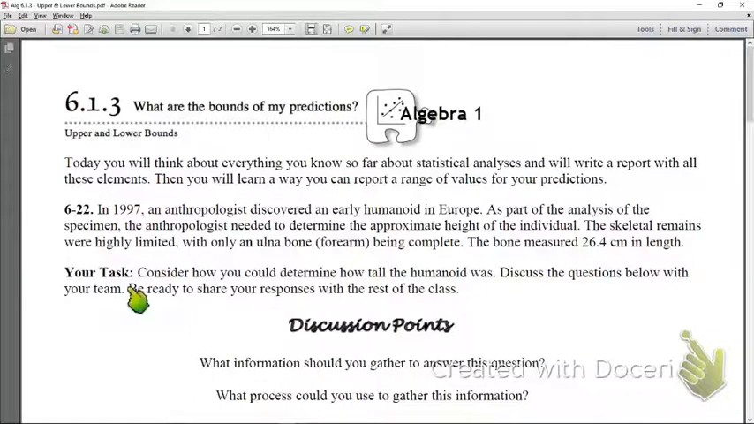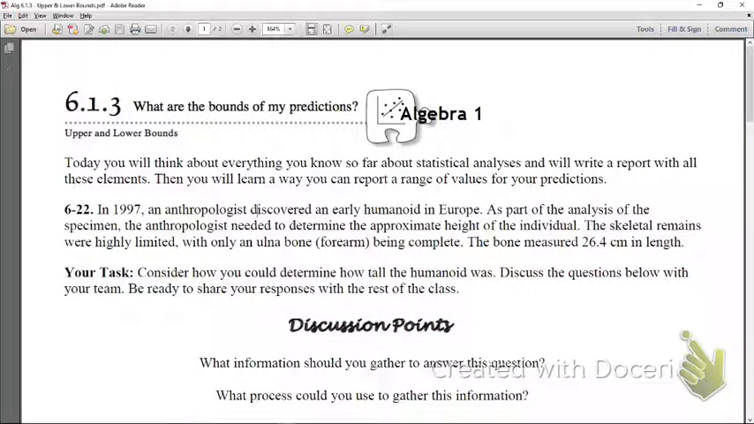Your task, you're going to consider how you can determine how tall the humanoid was. In other words, we don't know the actual height of this humanoid. All we have is a bone. So let's take some data, let's make a scatter plot, and let's try to make some predictions. Discuss the questions below with your team. Be ready to share your responses.